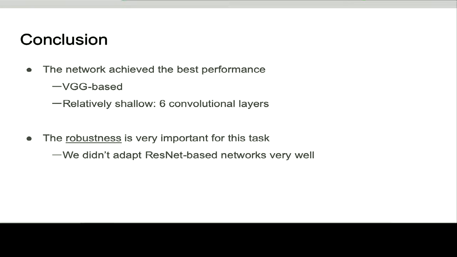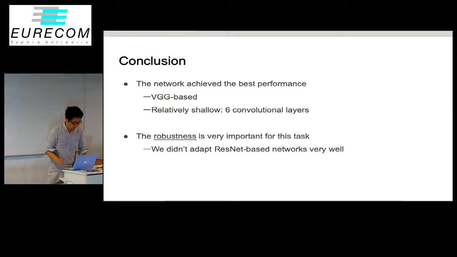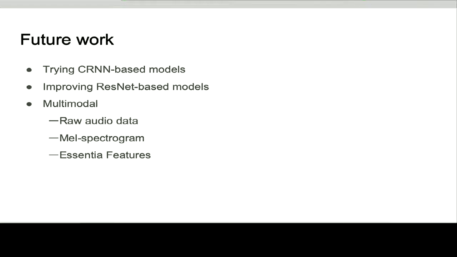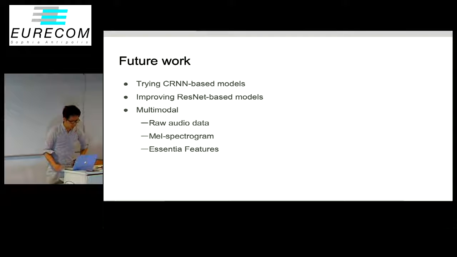In conclusion, the VGG-based and really shallow models achieved the best performance, and we think robustness is very important for the task. So we plan to improve the design of our ResNet-based models, and we also want to try CRNN-based models. Now we only use the Mel-spectrogram, and in the future we want to do multimodal.